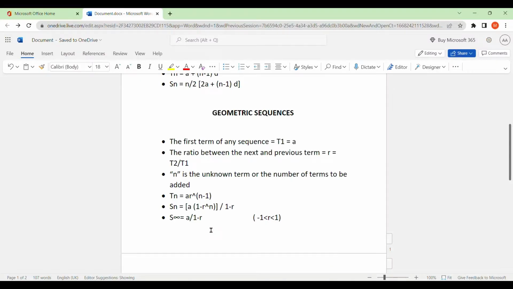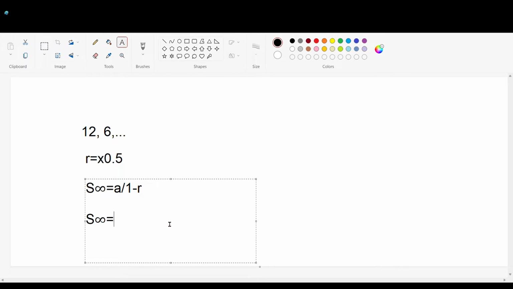Finally, the sum to infinity, or the sum of n terms, only when the ratio is greater than minus 1 and less than 1, is equal to a over 1 minus r. For example, in this geometric sequence, the ratio is less than 1, hence 0.5. So the sum to infinite terms would be a, which is 12, over 1 minus r, the common ratio being 0.5. So 12 over 0.5 would be 24.